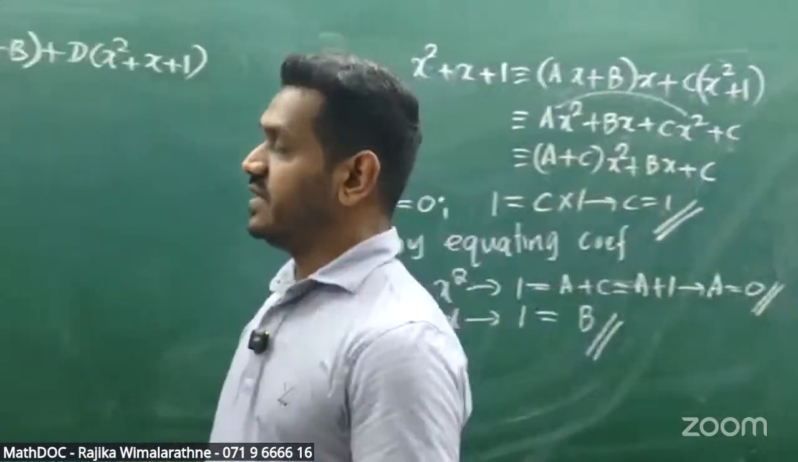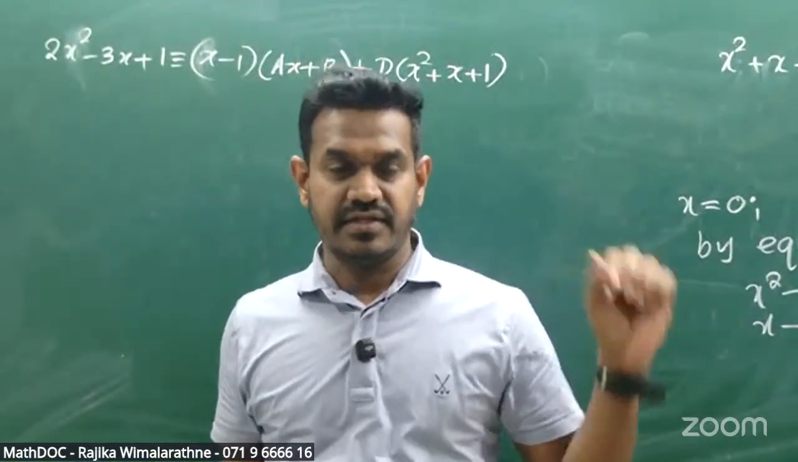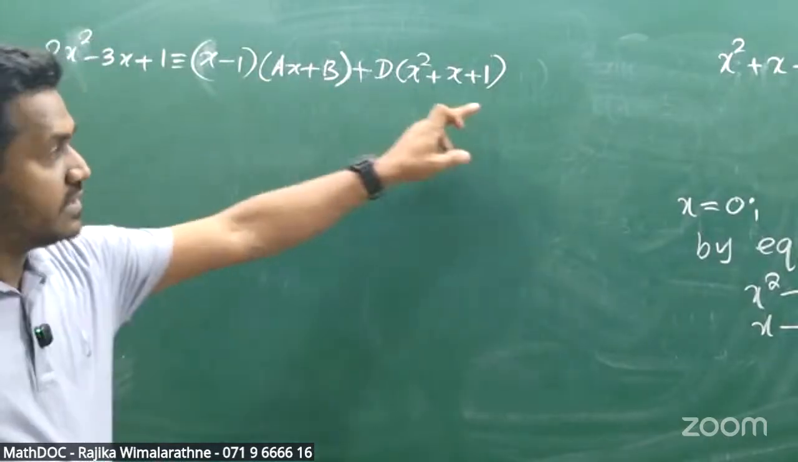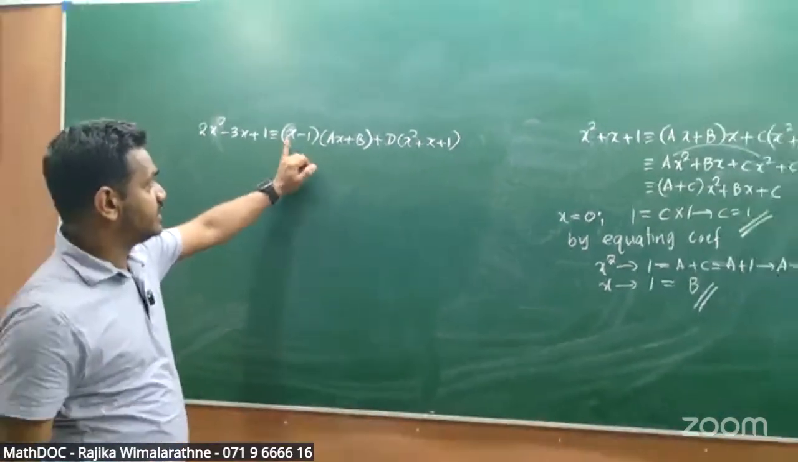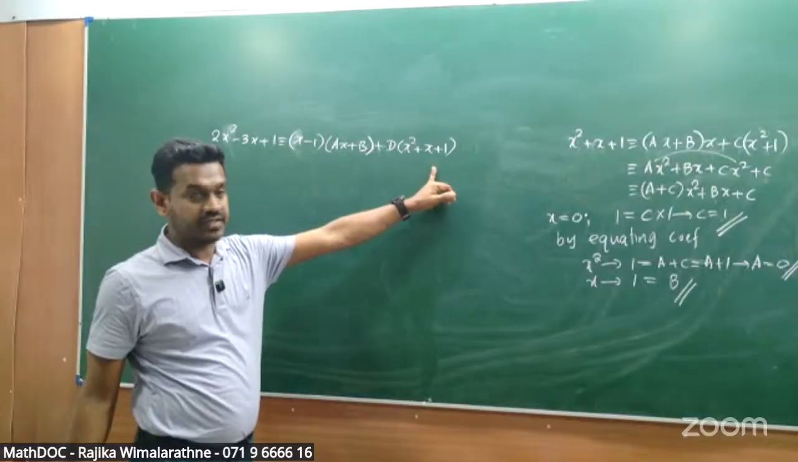Now let's take another one. I'll give you 1 minute to start. You just try this one: 2x squared minus 3x plus 1 is identical to (x minus 1)(ax plus b) plus d times (x squared plus x plus 1). You just try.